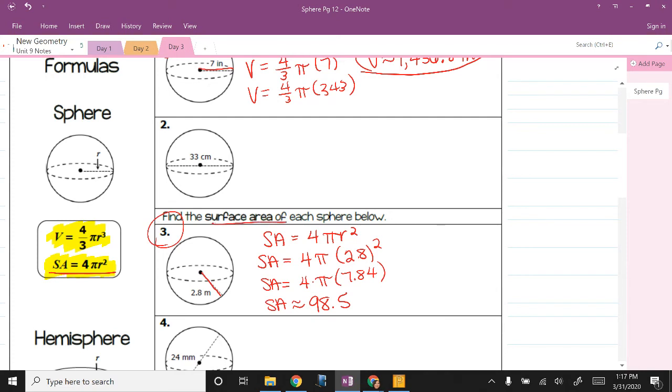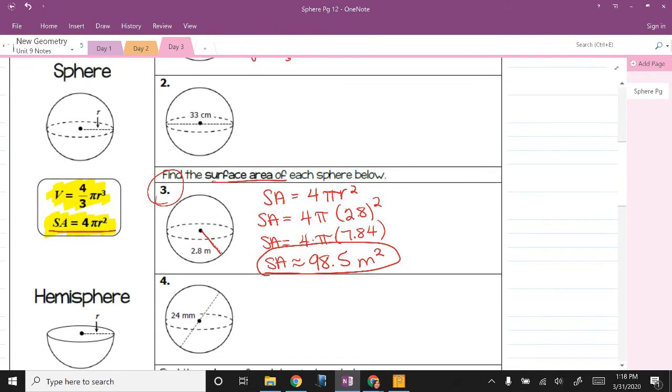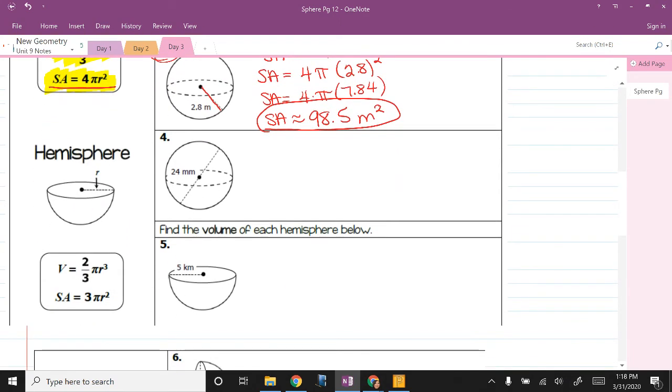So remember, surface area is in squared units. So square meters is my surface area of a sphere. All right. So we have done one of each, a volume and a surface area of a sphere. Remember, if they give you a diameter instead of a radius, you take half of your diameter to get your radius. Now let's talk about a hemisphere.